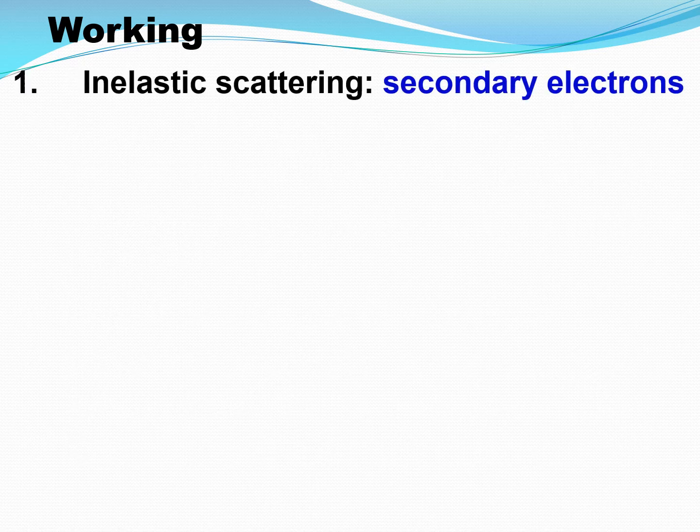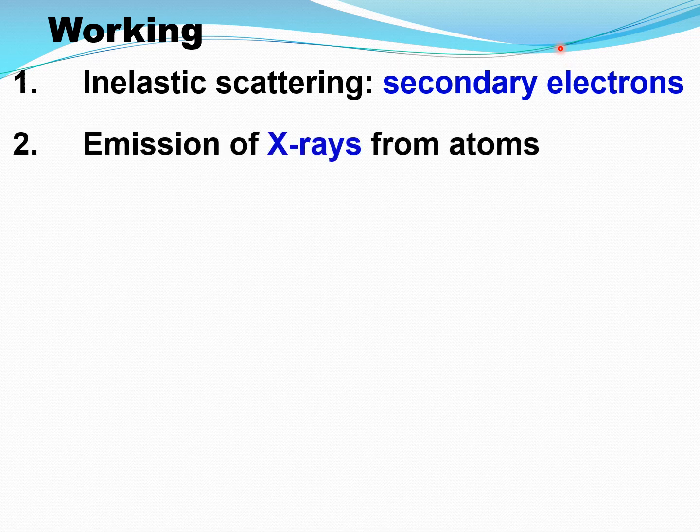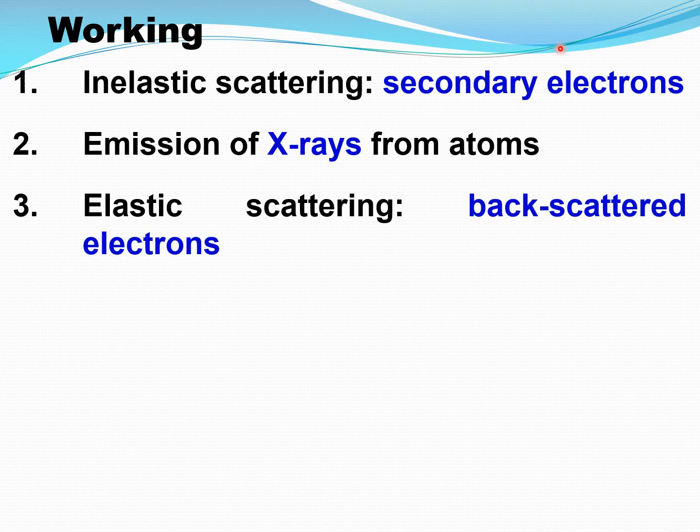The first interaction is inelastic scattering. Inelastic scattering means scattering with a change in kinetic energy, and that produces secondary electrons. Second one is emission of X-rays from the atoms. These atoms on the surface can absorb these electrons and they can emit some X-rays. And third one is elastic scattering. These electrons come, they are reflected without any change in the energy. That produces backscattered electrons.